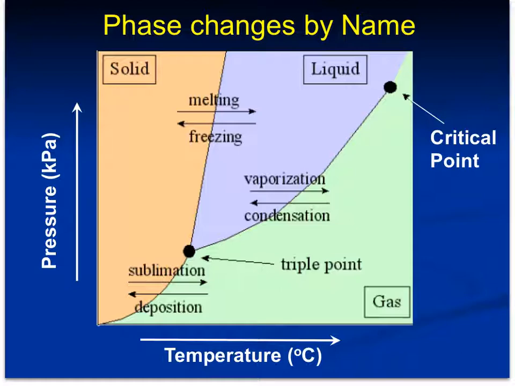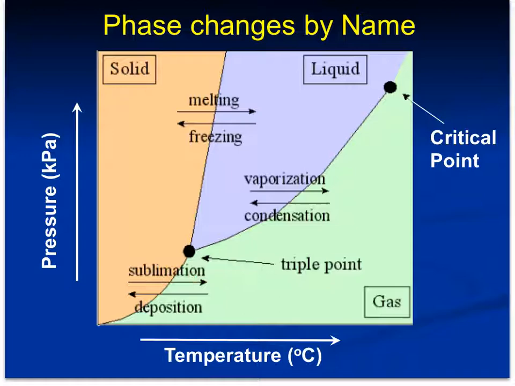A couple of other things to note on here is you can see the phase change names here. So we've got melting and freezing between solid and liquid, vaporization and condensation between liquid and gas, sublimation and deposition, so this is the word that we actually don't get that often. That's where we're going from the gas phase straight to the solid phase.